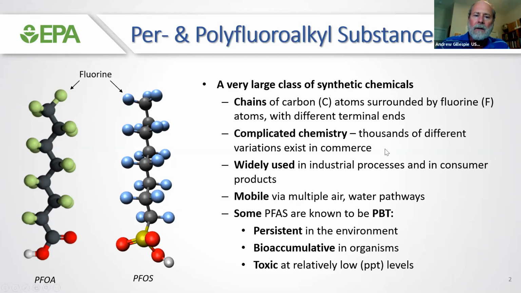And some of them are known to be toxic at relatively low levels. We're talking part per trillion levels. They cause a variety of adverse health effects. We know that there's been some data, some chemicals have shown things like liver effects, kidney effects, thyroid effects, different kinds of cancer, cholesterol. Recent information has shown the potential for things like reducing immune responses. So a lot of different potential adverse endpoints for at least some of these chemicals.